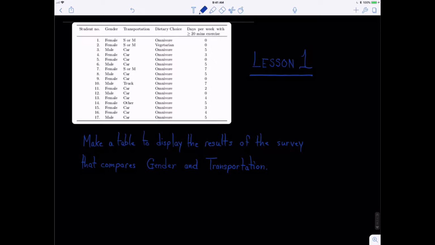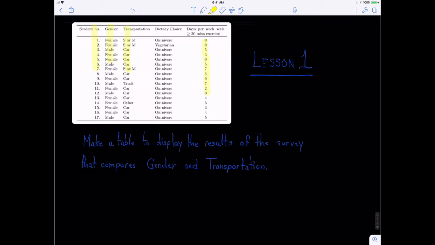Now notice that in our survey, we also have student numbers, and you can see the student numbers are in the first column. We have gender in our second column here, transportation in the third one. And by the way, S or M means that that person falls into the category of either driving an SUV or a minivan. The next column is dietary choice. An omnivore, they eat both meat and vegetables. A vegetarian doesn't eat meat. And we don't have any vegans in this survey, and the amount of time that people exercise per week.